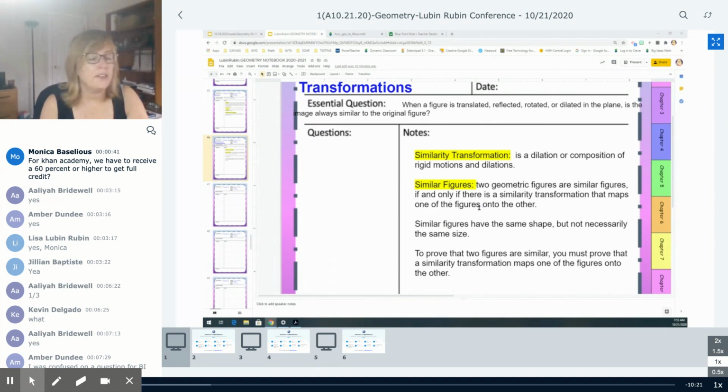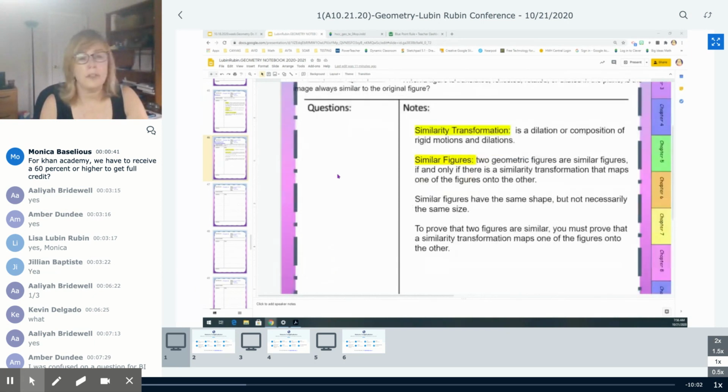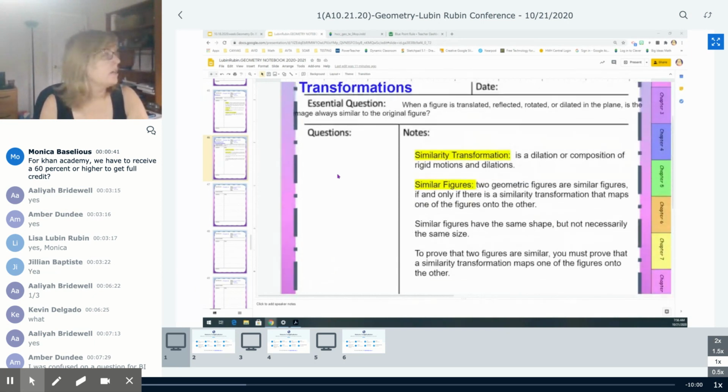They don't have to have the same size, but they do have to have the same shape. And if you are going to prove that two figures are similar, you must prove that a similarity transformation maps one of those figures onto the other. So that is all your notes. Yep, that's it for chapter 4.6. So let me show you a few example problems.